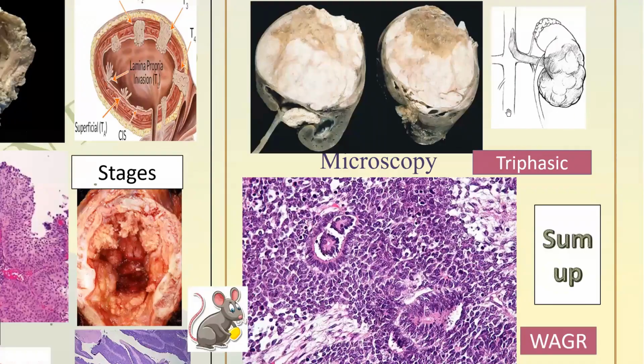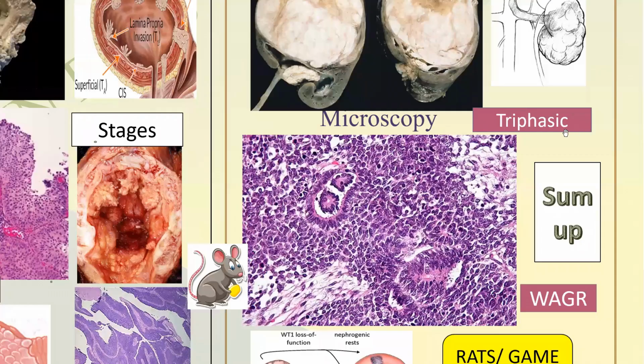Microscopically, remember this word: triphasic. Triphasic means there are 3 elements which we should remember. The main one will be the blastemal elements. Look at all these small dark blue cells. They are all immature cells, not very large, but they are dark and quite frightening, which are called the blastemal cells. That is number 1.